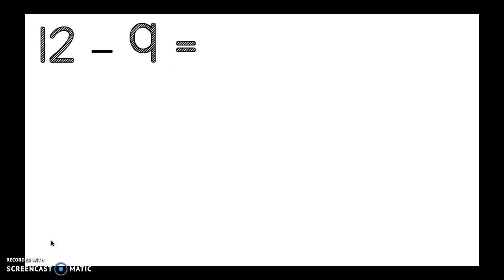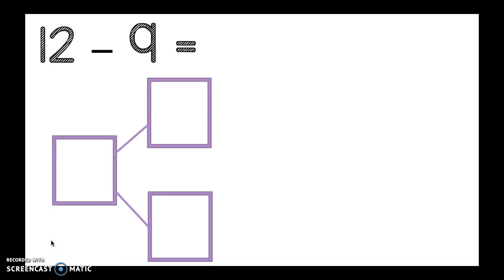All right, this one is 12 minus 9. Did you erase your board? Make sure you did and that you have a clean spot in your math journal. I'm going to have you go ahead and try it again. Here's that number bond. Can you go ahead and fill it in? You're going to have the whole amount and then the 2 parts. Remember, our goal is to try to take out a 10, so if you could put a 10 as one of those parts, that would be helpful.